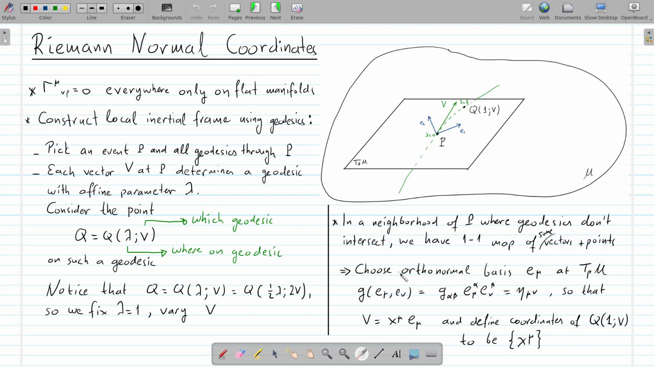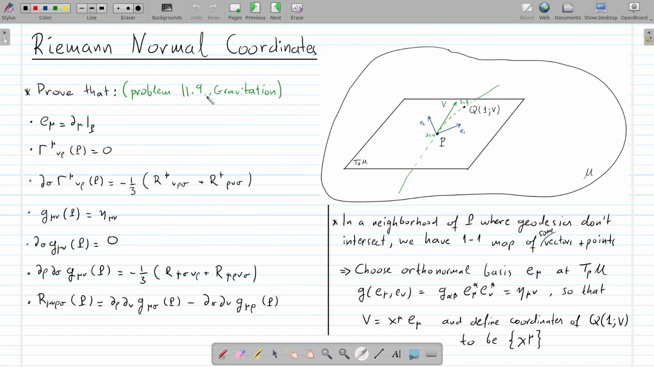Next step is to consider an orthonormal basis at the point P. That means that the inner product of any two members of that basis is equal to eta mu nu, and then define x mu to be the components of V in that basis. Now we postulate those components to be the coordinates of Q in the Riemann normal coordinates. So for a small enough neighborhood around P, this will give us a well-defined coordinate system.